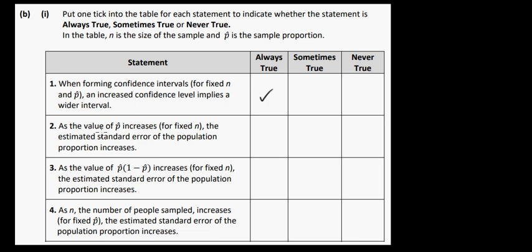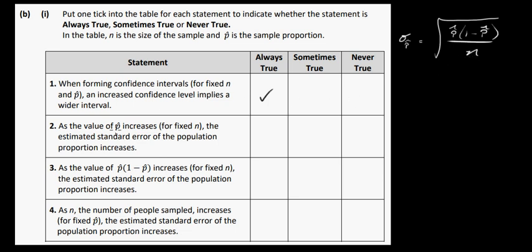Now the second one: as the level of p hat increases for fixed n, the estimated standard error for the population proportion increases. The standard error for the population proportion is given by the square root of p hat times 1 minus p hat, divided by n. We've used this in the previous part of the question. So this is the standard error, or the standard deviation.